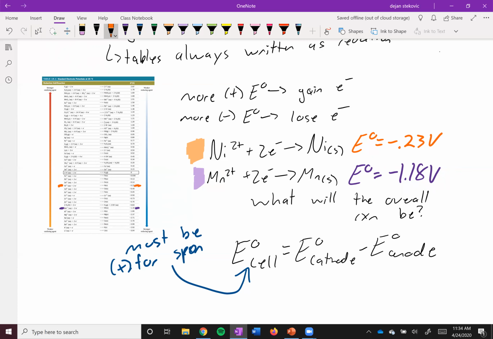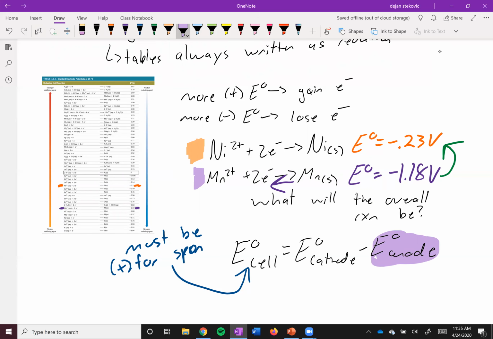The other way, and the way I like to think about it, is remember that electrons are negative. So they're going to go from the more negative number to the more positive number. Negative 1.18 versus negative 0.23. The negative 1.18 is more negative, and so the electron is going to flow from the more negative number to the more positive number. And if we think about what that means, this manganese reaction is actually going to be reversed, right? It's losing electrons, and losing electrons is oxidation, and so oxidation occurs at the anode.